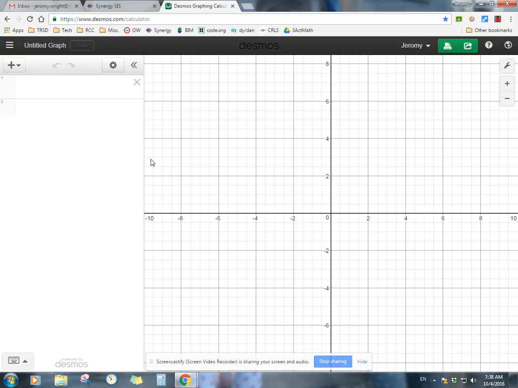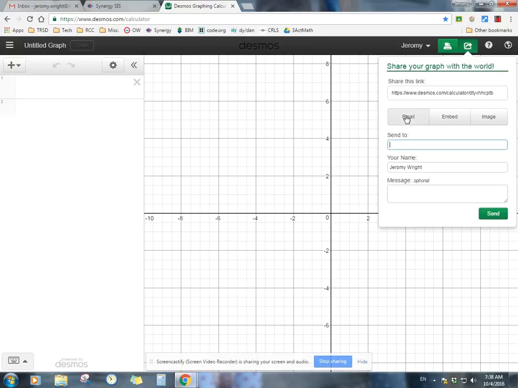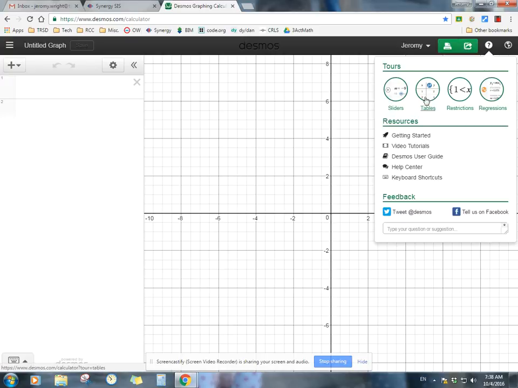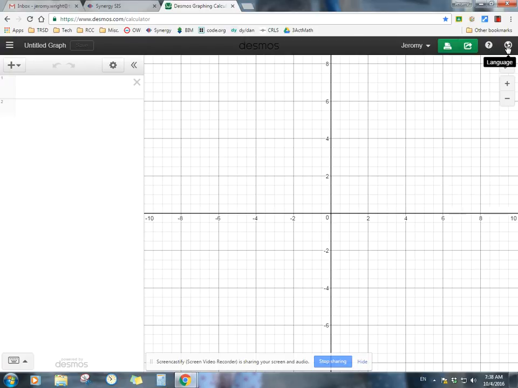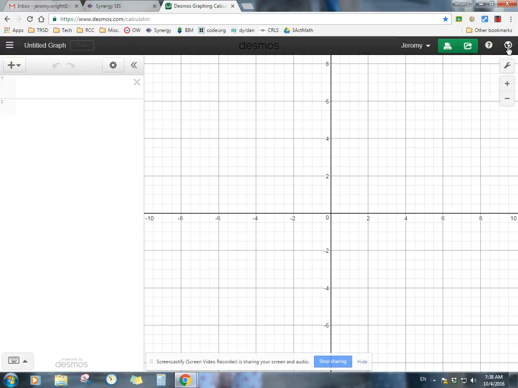Another benefit of signing in is that if I needed to, once my graph is completed, I can share the graph. I can click up here, Share Graph, and click on Email, and then I can send it to any email. Here's the Help feature. So it'll give you tours. There's videos on getting started, a user guide, keyboard shortcuts, all sorts of things up there that are available. This is for changing the language. Likely that won't be necessary for you, but if it is, it could be helpful. It even has Bulgarian, which is my language of choice.